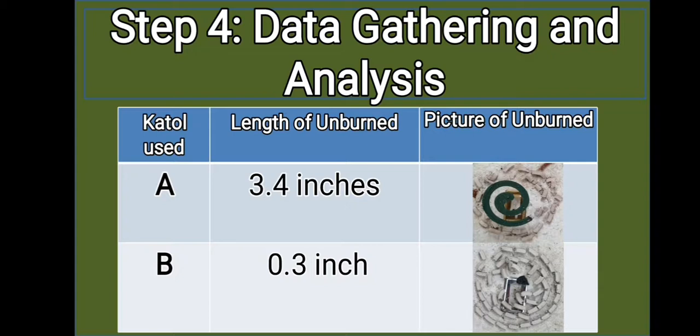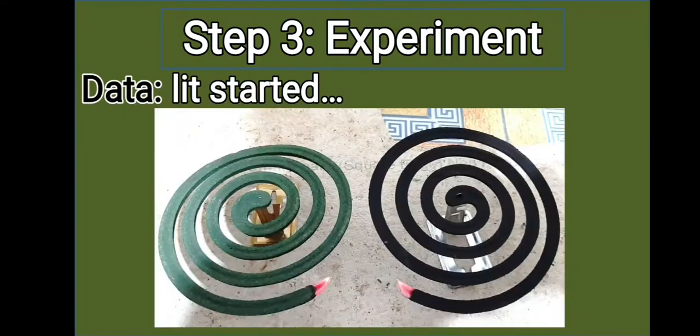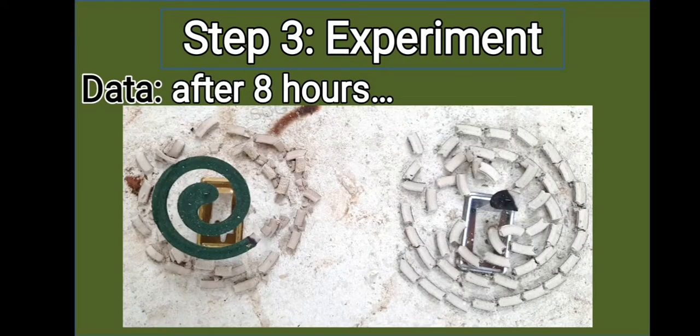You need to observe the data. So let's go back a little while. Here, the lighting started. Then after 8 hours, look what happened. It seems like Katol A still has a remaining unburned part, while Katol B is almost all burned up. Okay, this is our observation.